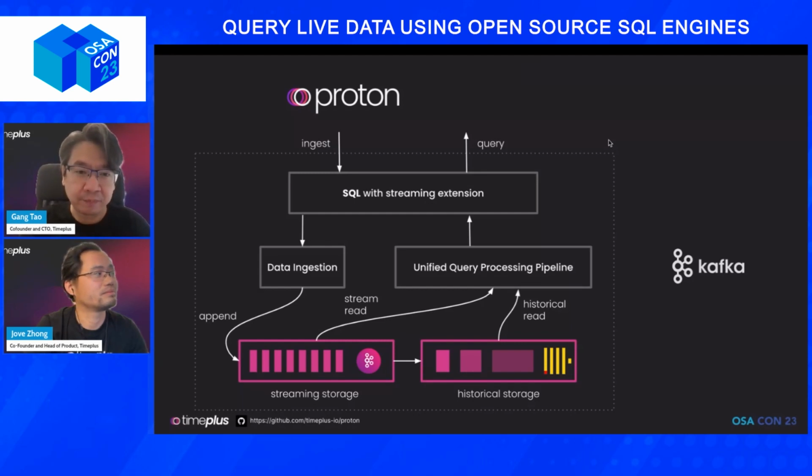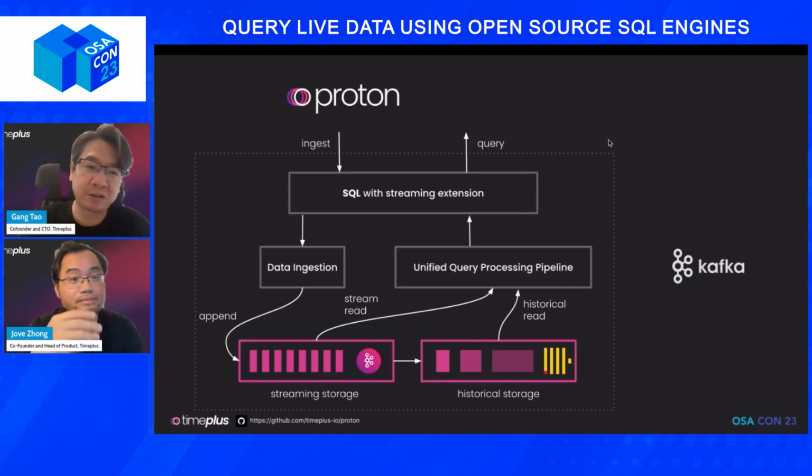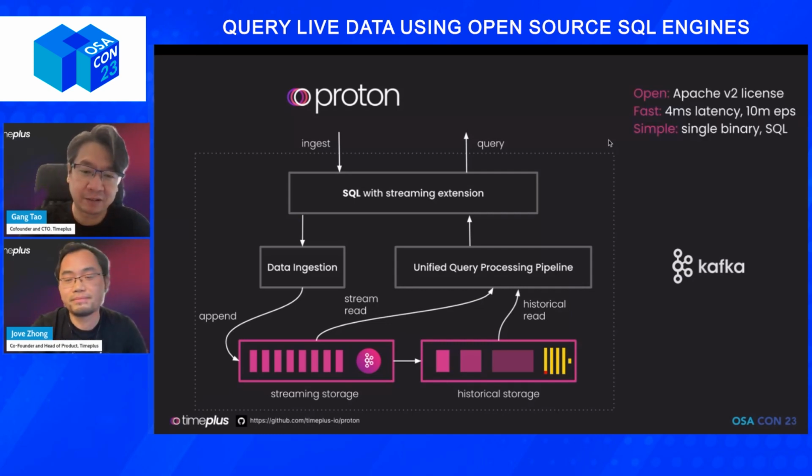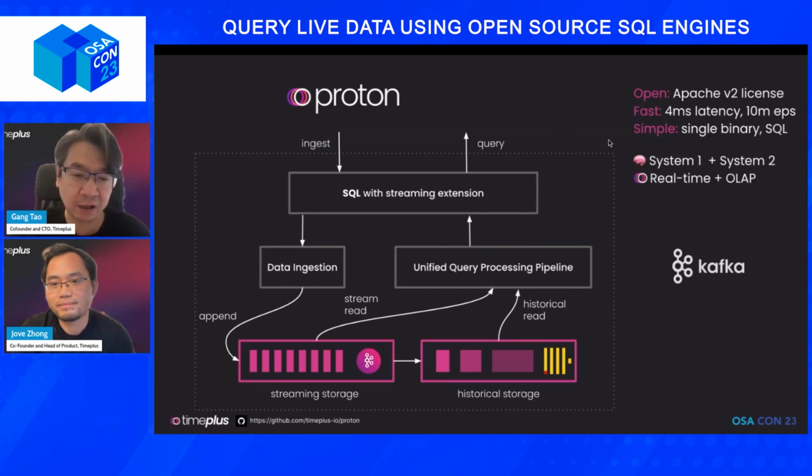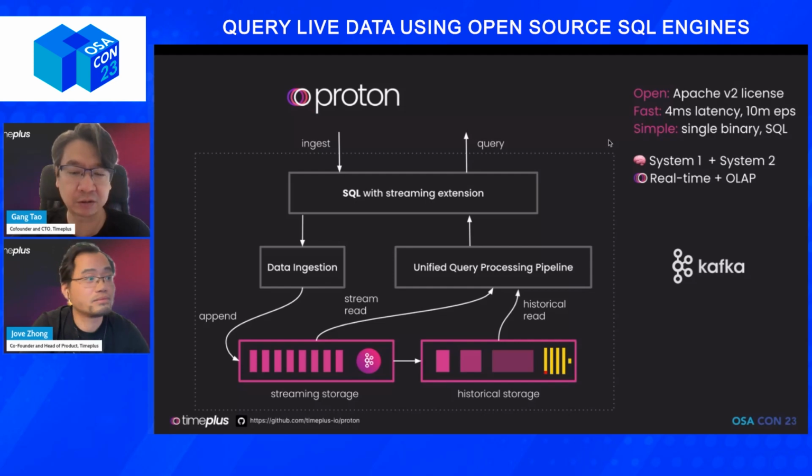This is the architecture of Proton, right? If you take a look at this architecture, it's actually similar to the human brain, right? We talk about the streaming processing and historical storage. A quick highlight of this architecture is we have two storages, right? Streaming storage and historical storage. The streaming storage is something like an append-only log. It's similar to Kafka, but it's internal in Proton. And the historical storage is ClickHouse.